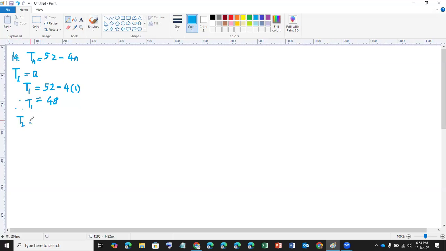So T2 is going to be the same thing, 52 minus 4 times 2, because n is 2 now.